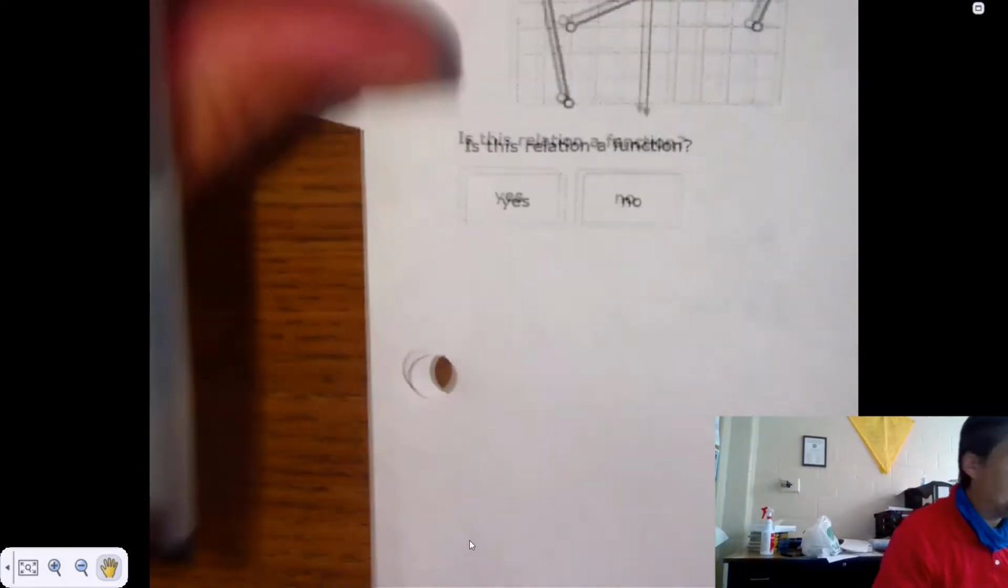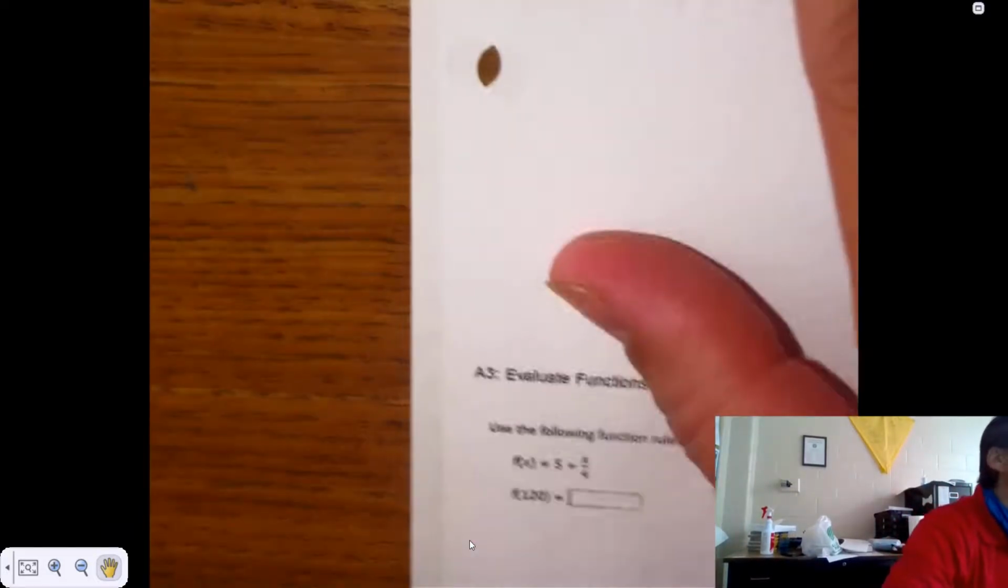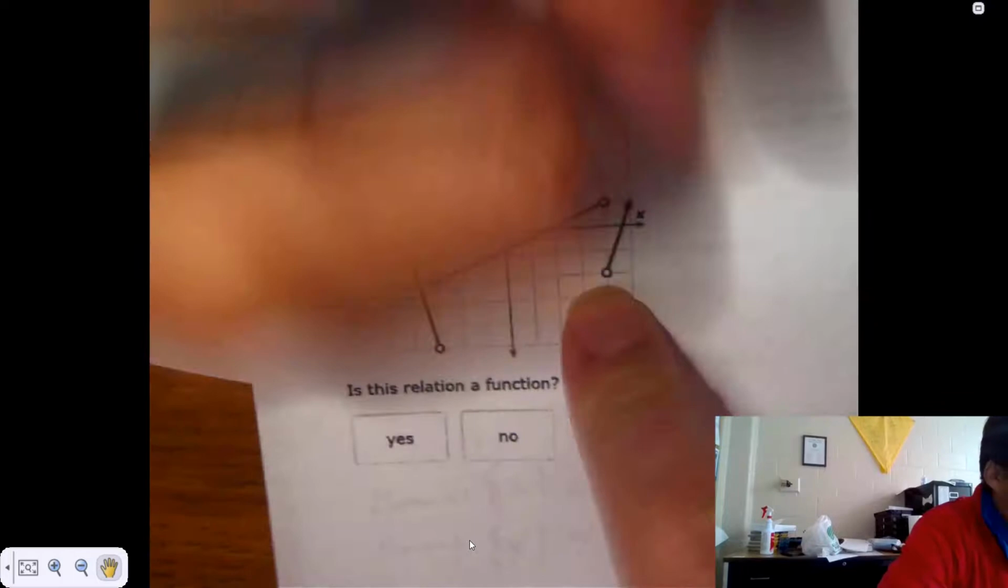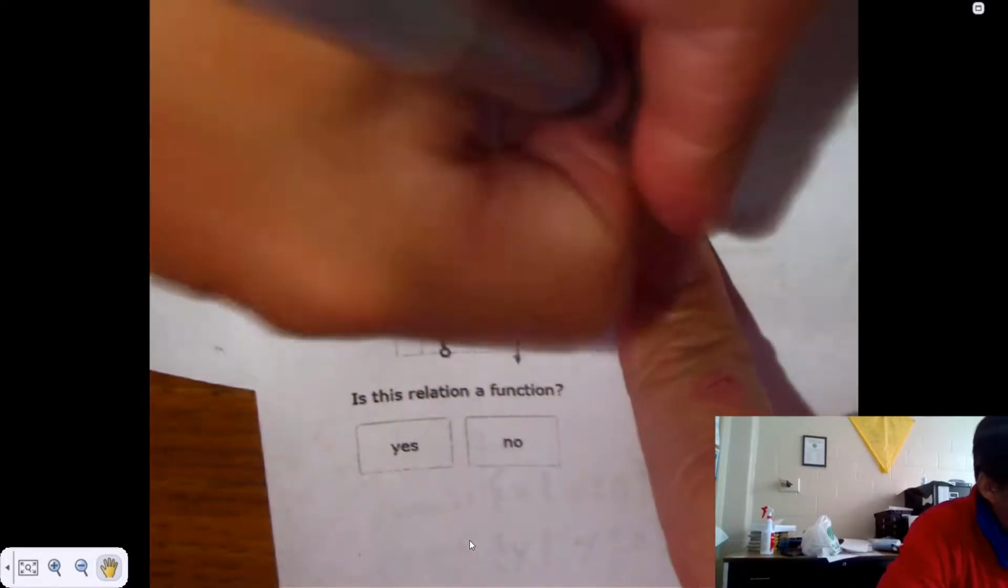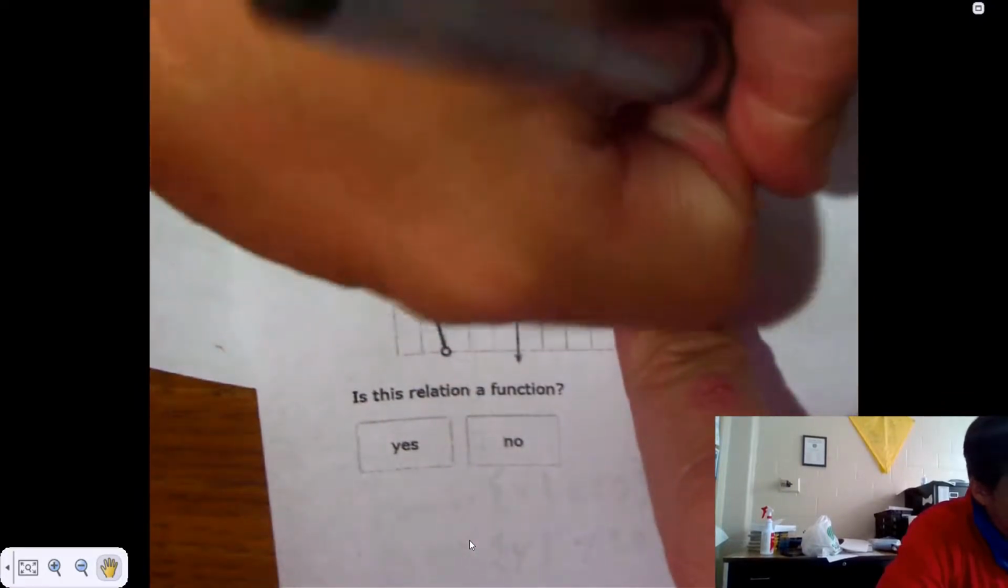Then as you move on up, they'll start throwing things at you like holes in graphs. I don't remember talking too much about this last year, but that's a hole in a graph. There is nothing there.